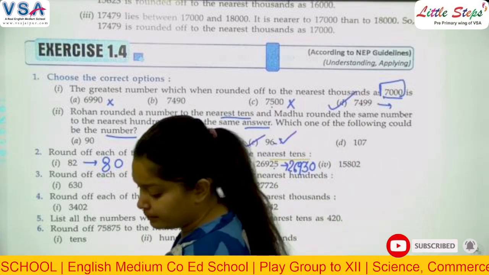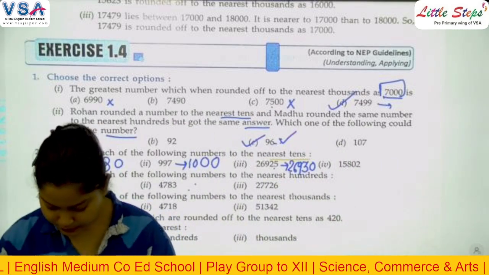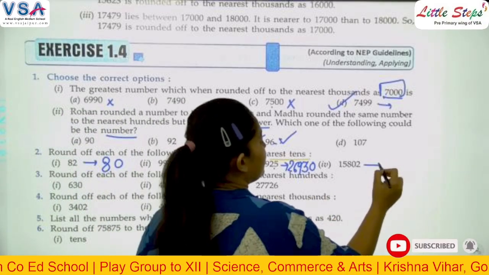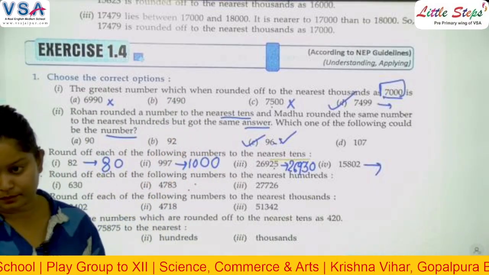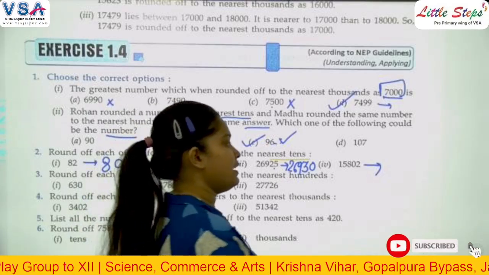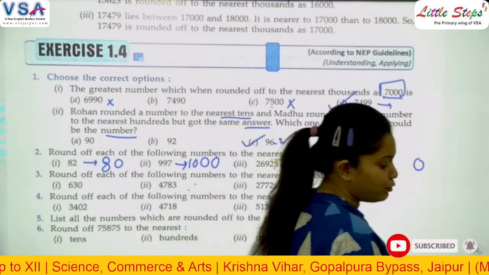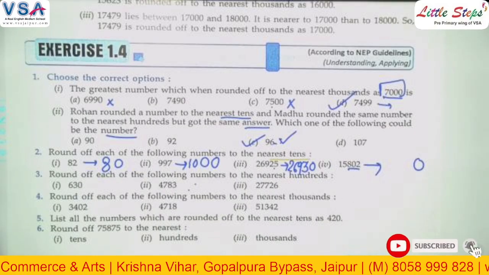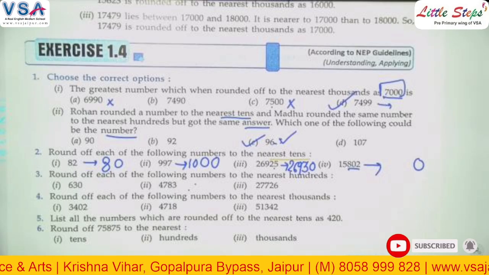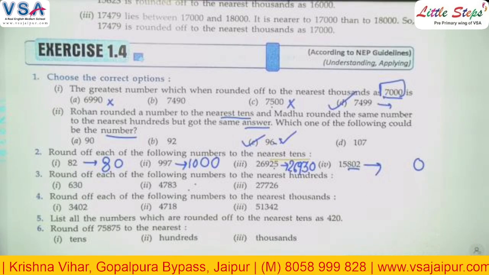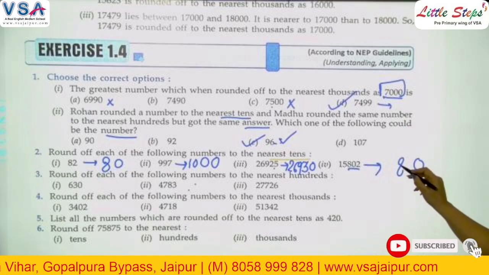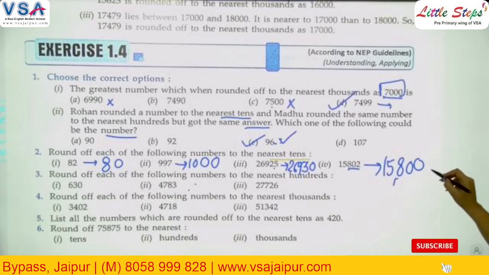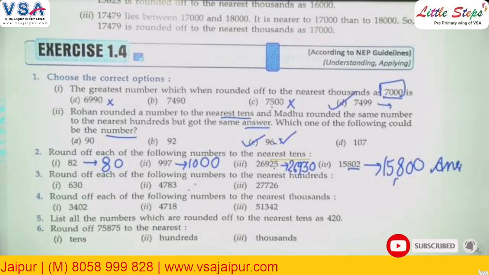Yes, Herman, tell me. Stand up, Herman. Round off 15,802. How will we do this? We have a single zero, then we have to round off 2. This is 802, nearest to 800. So what is the answer? 15,800 is the answer. Is it clear to each and everyone?